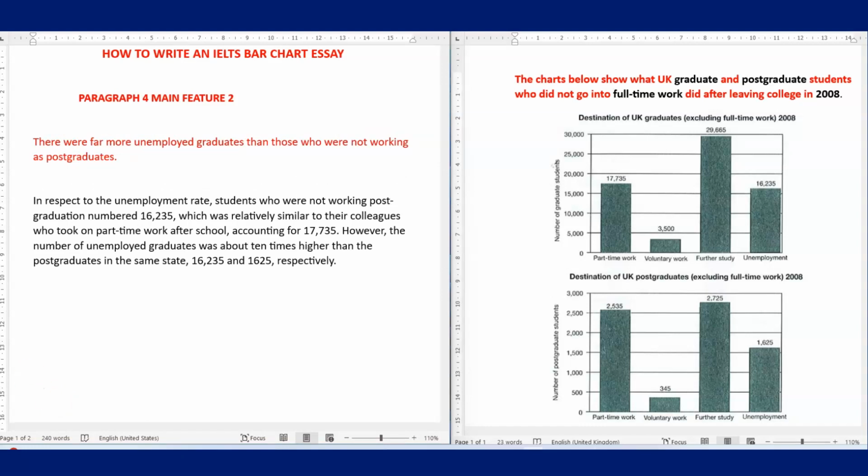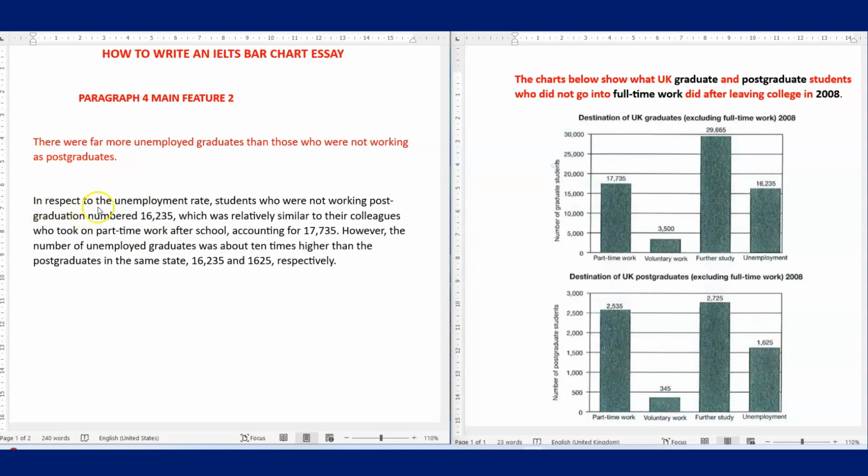We are going to write the fourth paragraph, okay, which is the main body paragraph 2. If you remember, in our second sentence, we said that there were far more unemployed graduates than those who were not working as postgraduates. Okay, so those who were unemployed as graduates were more than those who were unemployed as postgraduates. You can see here 16,235 compared to 1,625. Okay, so let's write it in detail.